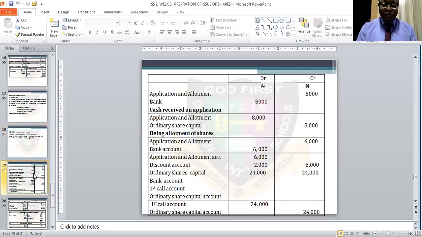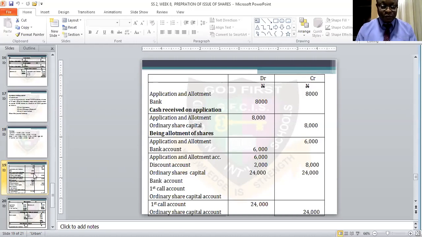So these are the journal entries. Application and allotment account, you credit 8,000 naira, bank you debit. Then your comment will be cash received on application. The application and allotment account 8,000 naira, ordinary share capital. You can see that in the previous working I showed you the other time. That's 8,000 naira. That means being allotment of shares, application and allotment account 6,000 naira, bank account 6,000 naira, application and allotment account again 6,000 naira.